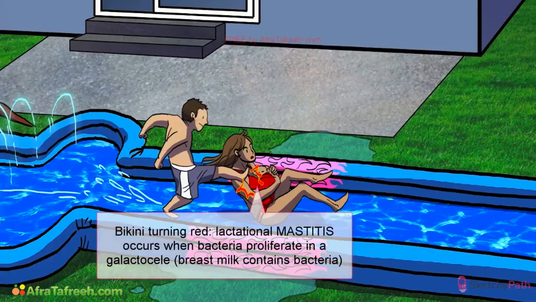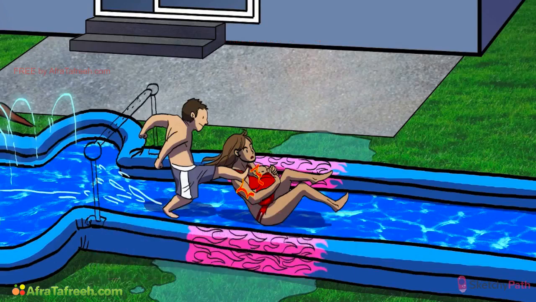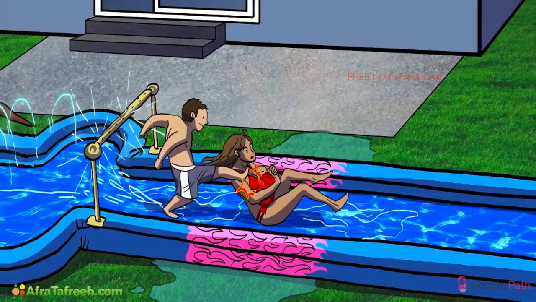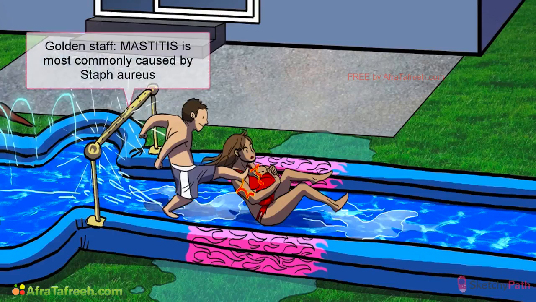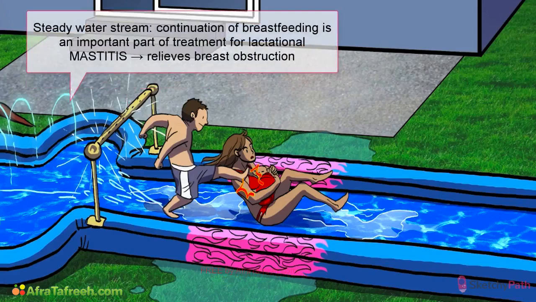Since breast milk contains bacteria, if these ducts stay blocked up for longer than 24 hours, that bacteria can proliferate and cause infective lactational mastitis. When it comes to infective mastitis, Staph aureus is the most common culprit. At Sketchy, our recurring symbol for Staphylococcus aureus is the golden staff of, well, staph. Check it out, showering water all over the slip and slide. That steady stream of water should also remind you that the best way to treat lactational mastitis is to keep breastfeeding.